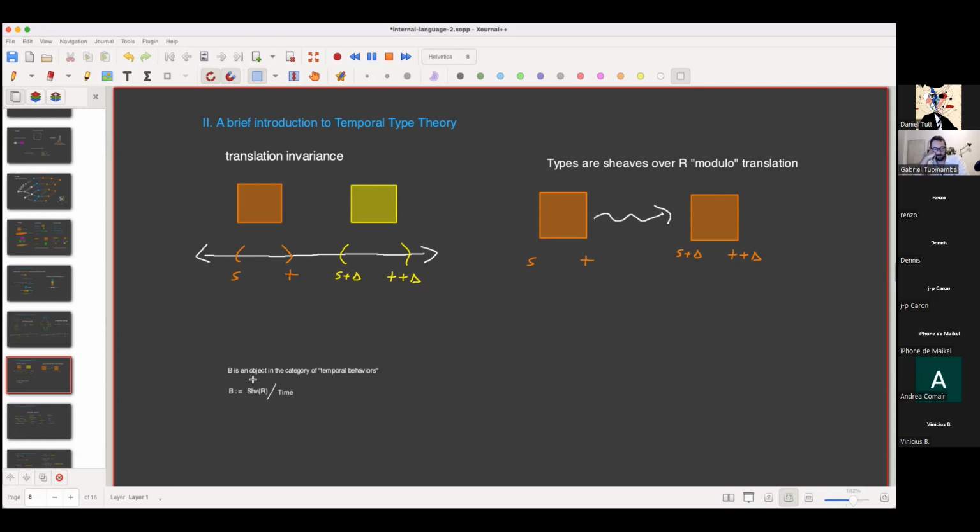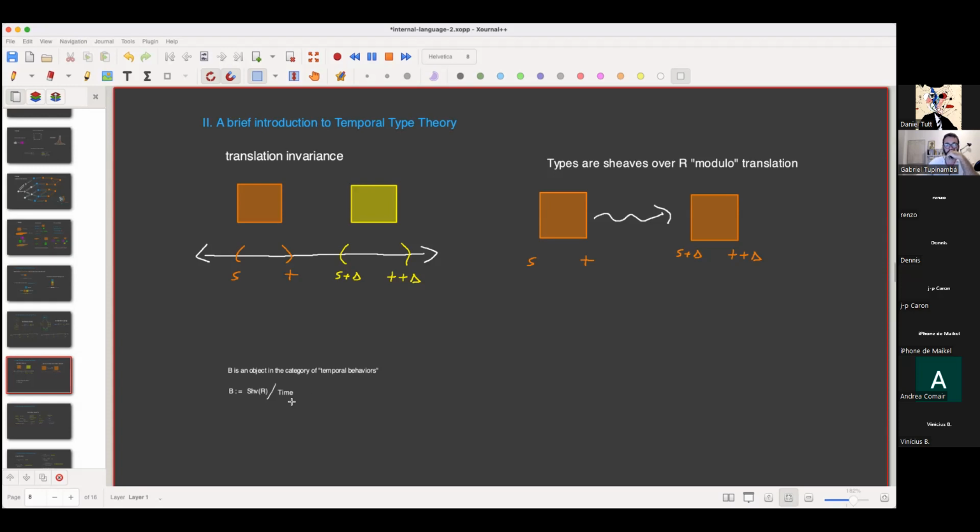And so the full description of this topos that they present is sheaves over R with this division sign, which means modulo, or ignore translations in time. And this is a very fancy construction, even though it says something very intuitive to us.